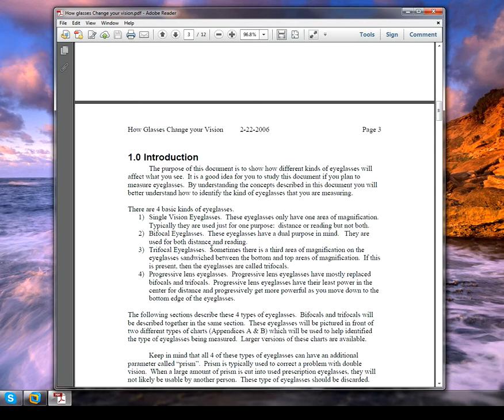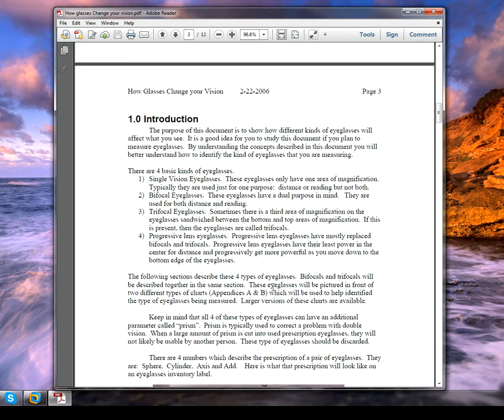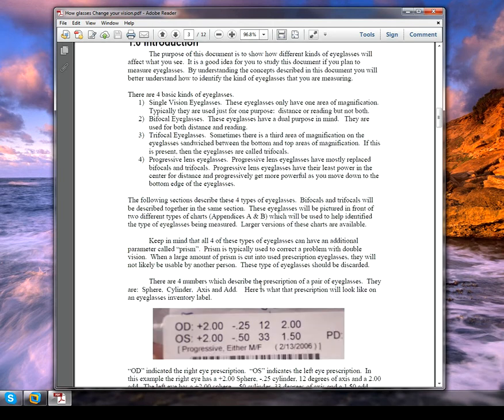Typically, a pianist might use the intermediate for seeing the music, and the bottom segment for seeing their hands, and the distance segment for seeing the director. Progressive glasses have largely replaced trifocal glasses, and they are progressively more powerful as you go from the top of the lens down to the bottom.